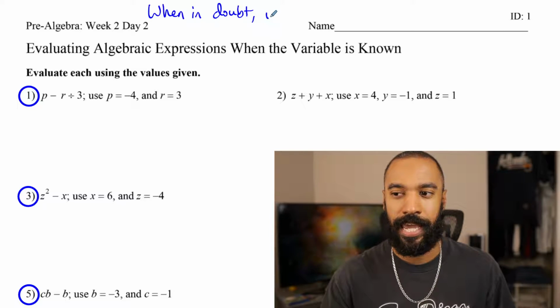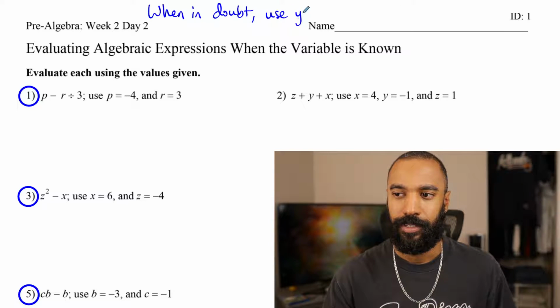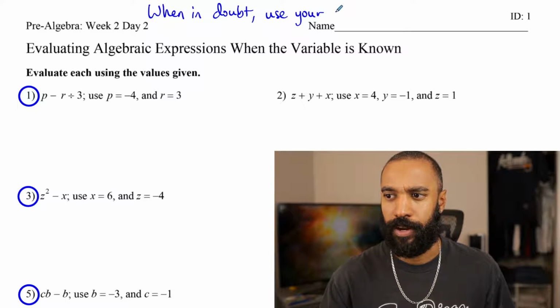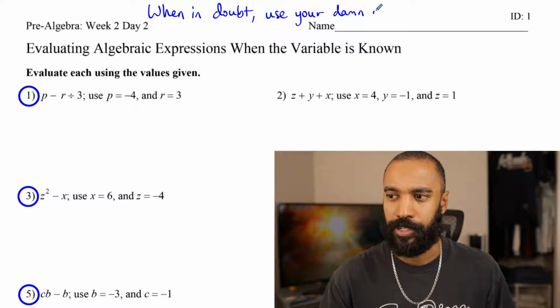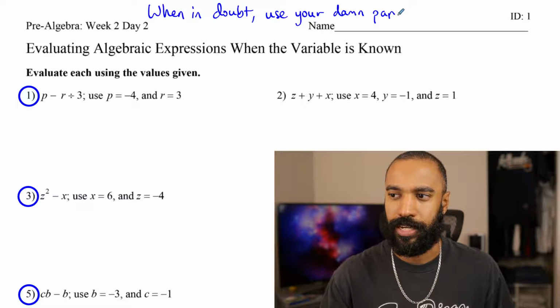use your damn parentheses. And yes, I use damn. I use it for emphasis. I hope there are no little kitties watching. Use your damn parentheses.